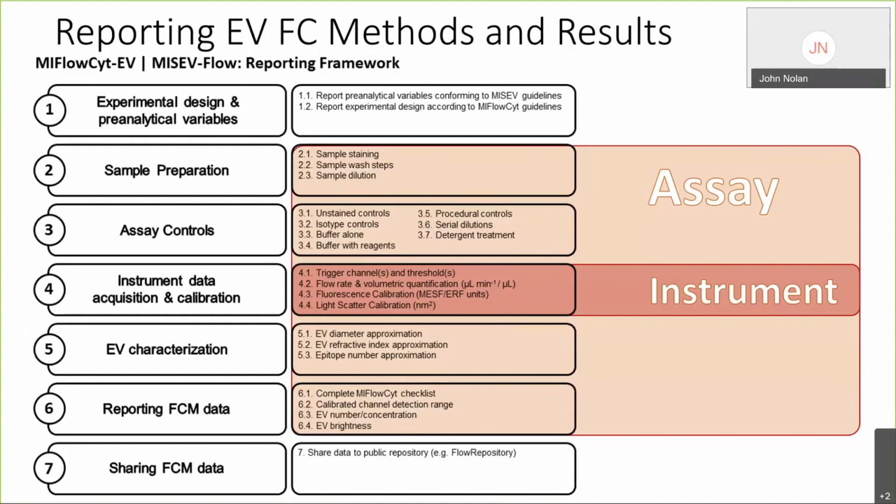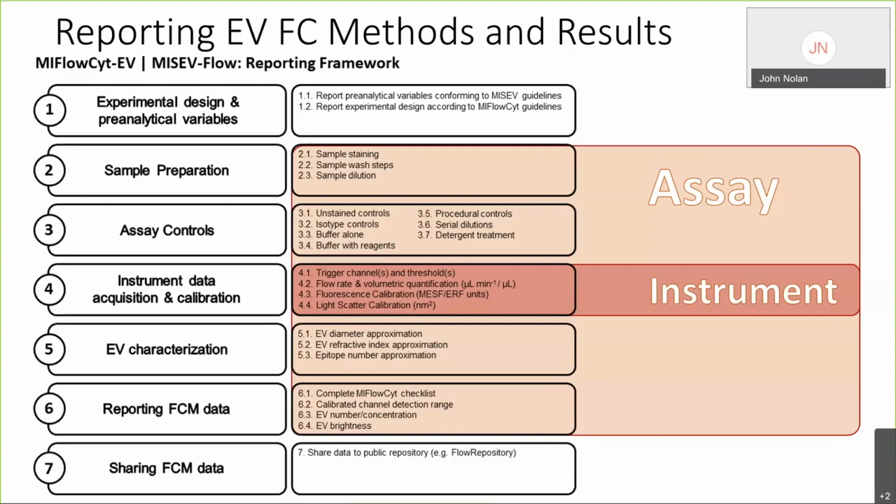And so you'll notice that most of the elements of these guidelines refer to the assay independent of the instrument. And so I think it's useful to keep in mind that there's a difference between the instrument and the assays that one would run on the instrument.